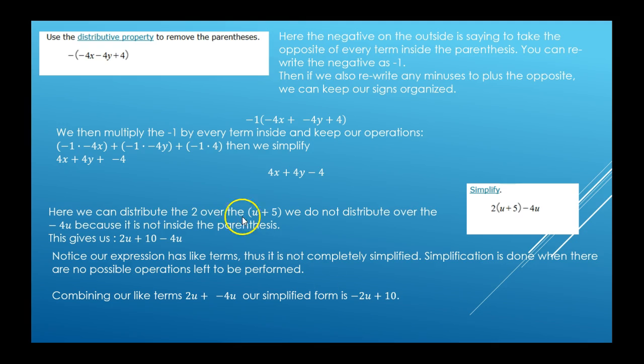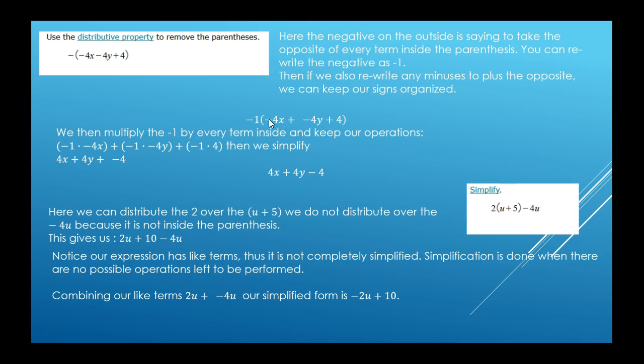Now here notice there's a negative in front of the parentheses. This means I want the opposite of this entire expression. Taking the opposite of an entire expression is changing the sign of every term of that expression. So you can kind of think of it as distributing a -1 over each of these three terms. So if you want to rewrite it as a -1, that's fine.